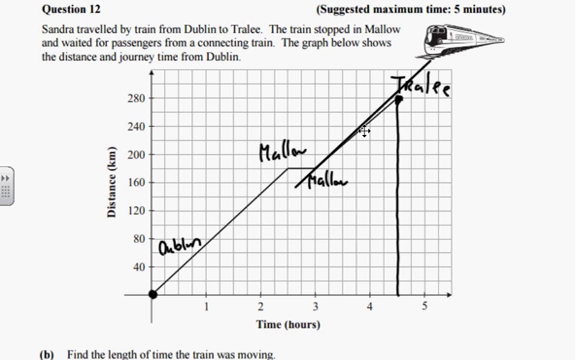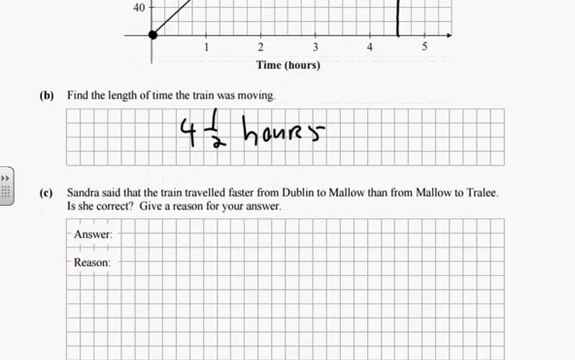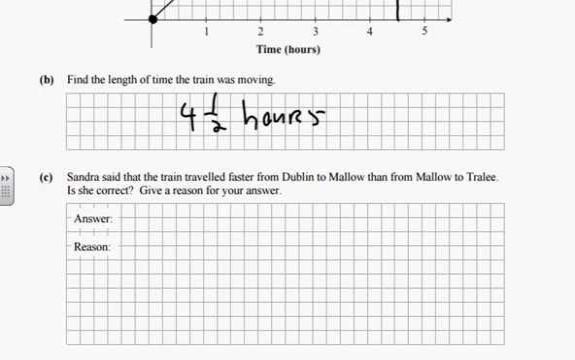Dublin to Mallow's faster. No. Huh? Mallow to Tralee is half an hour quicker. It's quicker over time. Okay, it's quicker. The train travels faster. Who has the bigger speed? Who's the faster train? Do you understand?